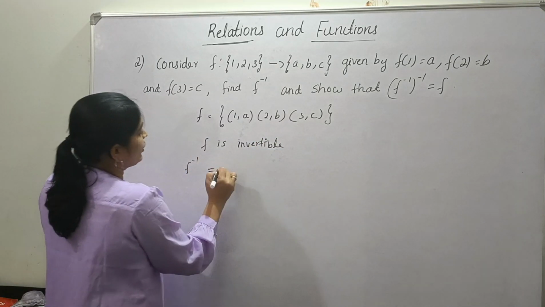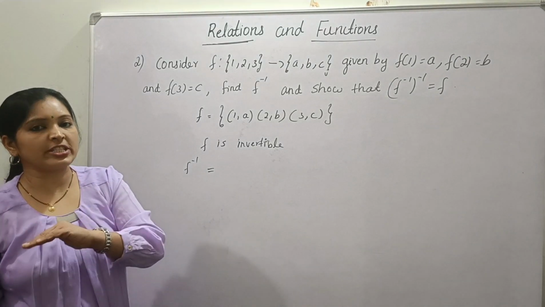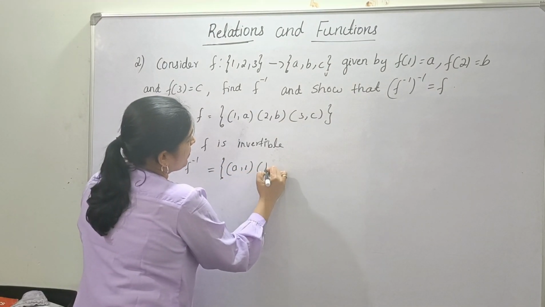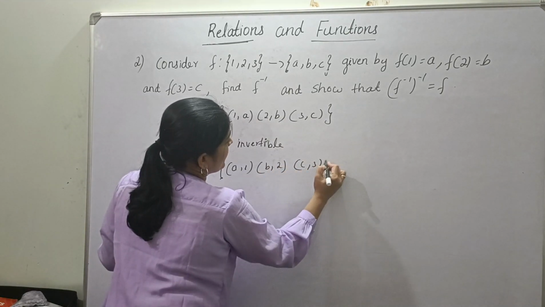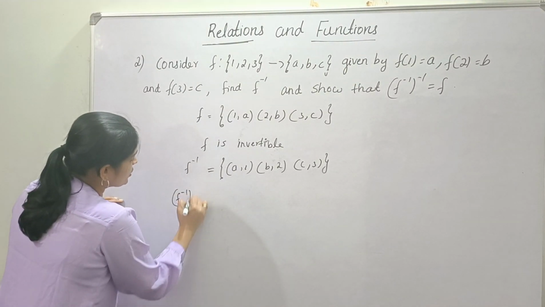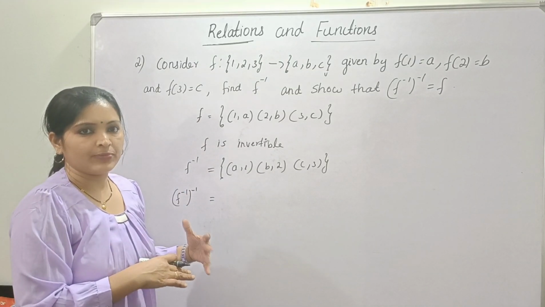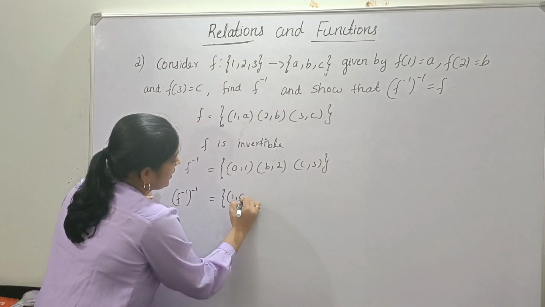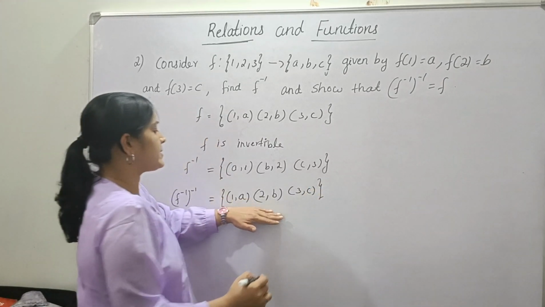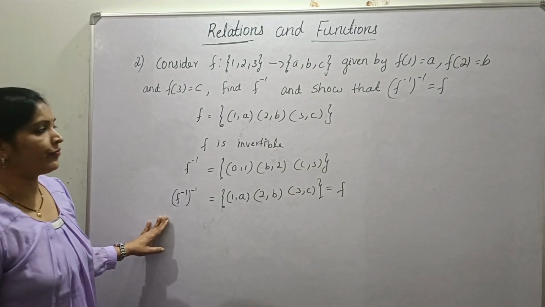And now let us write f inverse. See how to write f inverse: just interchanging the first elements and the second elements, right? That is (A,1), (B,2), (C,3). It is f inverse. Now let us write (f inverse) inverse. That is nothing but interchanging the elements of f inverse. That is (1,A), (2,B), (3,C). See, it is nothing but f. Therefore, (f inverse) inverse is equal to f.